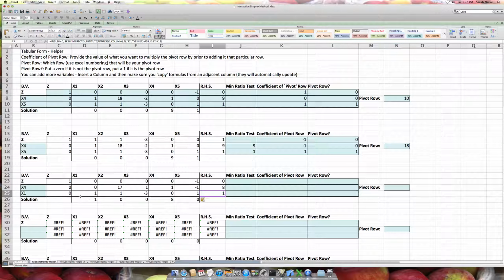Now I can ask myself, am I optimal for this solution? And I'm minimizing, therefore I'm looking for positive reduced costs. I see I do not have any positive reduced costs. Therefore, I am optimal for the original objective function. But really, what it's saying here is I know I have a feasible solution for the constraints. x5 is equal to 0. So really, I'm just focusing on x1 equal to 1 and x4 equal to 8.